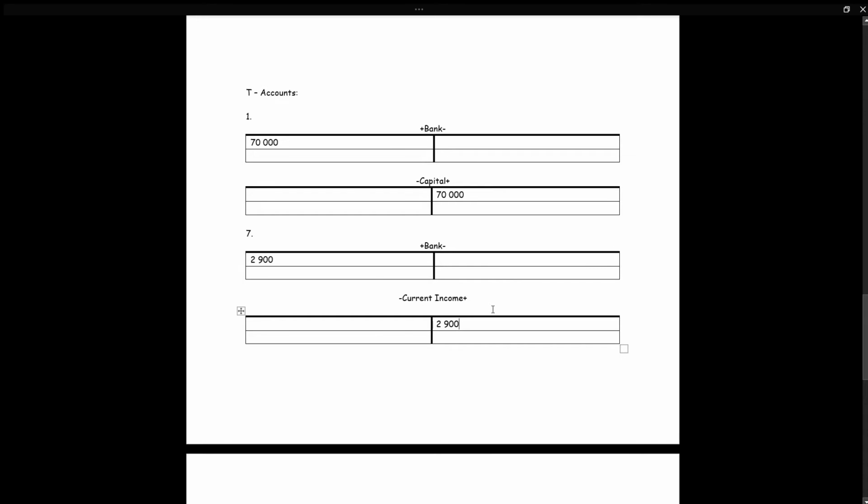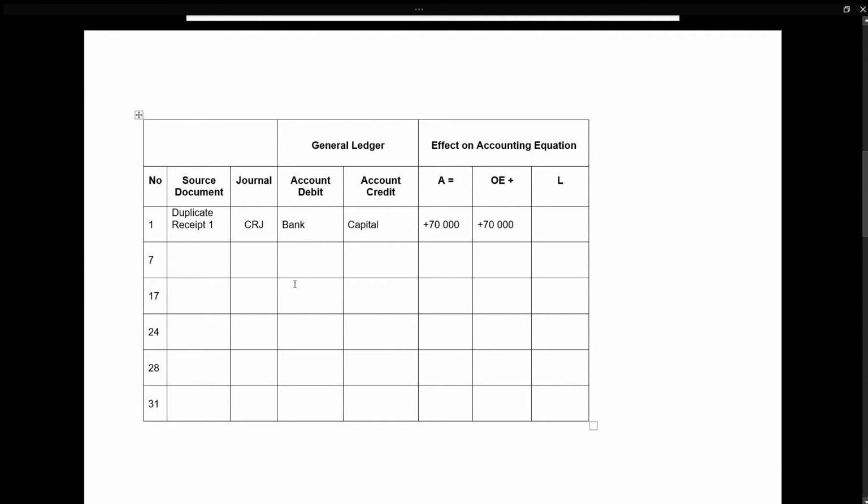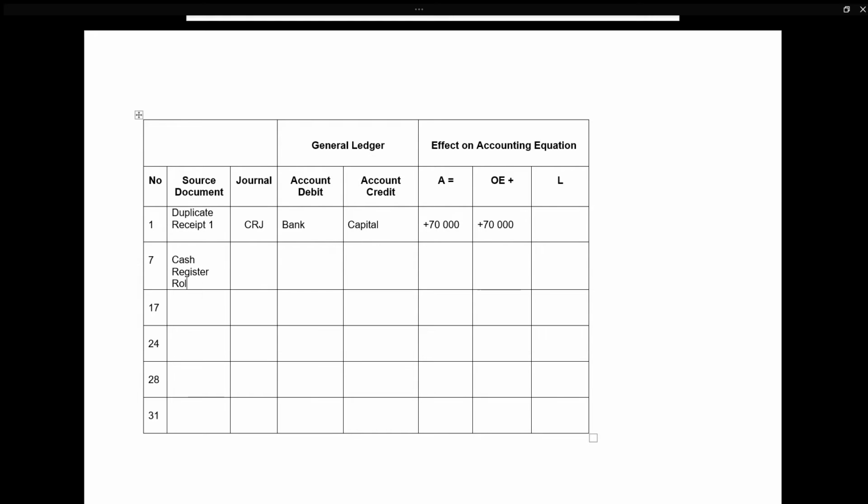Current income is an income account which will have a positive influence on your owner's equity. Right, so my source document will be a cash register roll, and the journal that you will use will be a cash receipts journal, since we are receiving money again. Right, my account being debited will be bank, and bank is an asset. Assets increase in my debit side, therefore let's go and show the influence on my assets. 2,900 Rand increase in assets.